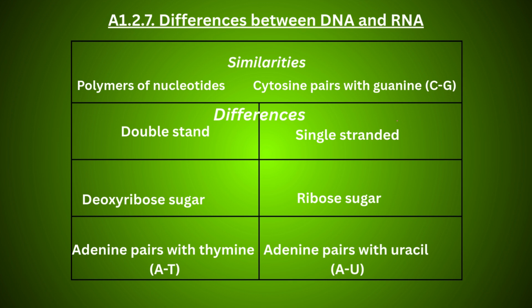DNA uses thymine, whereas RNA uses uracil. In both, cytosine pairs with guanine, but the base pairing for adenine differs. It pairs with thymine in DNA and uracil in RNA.